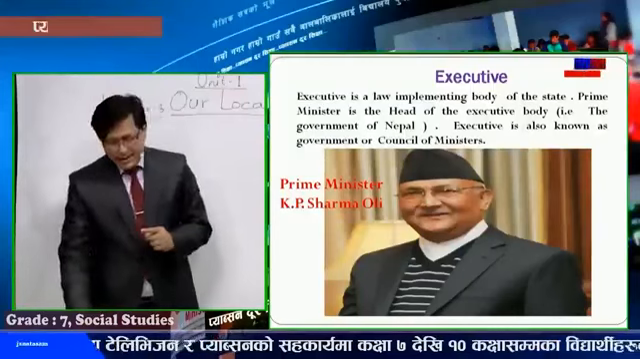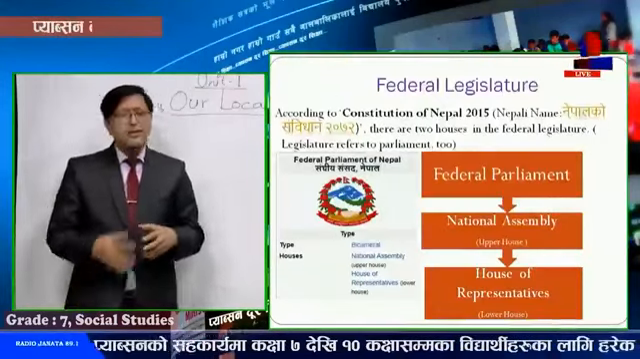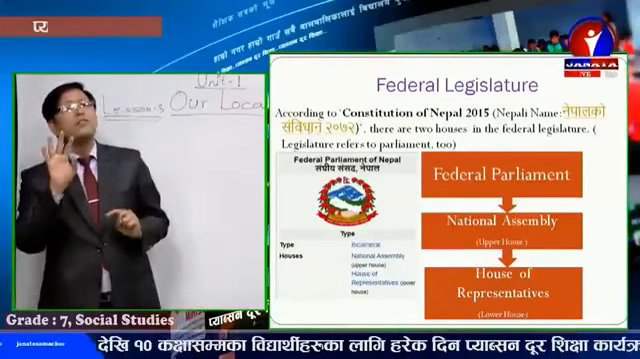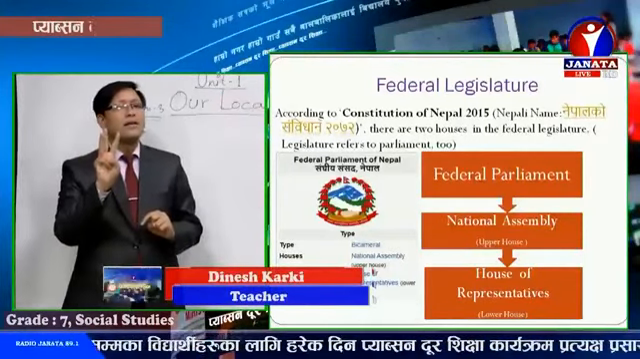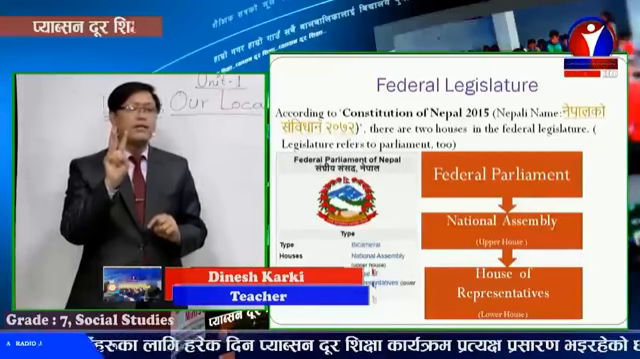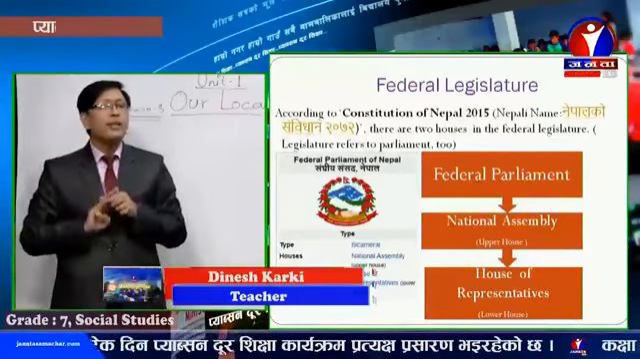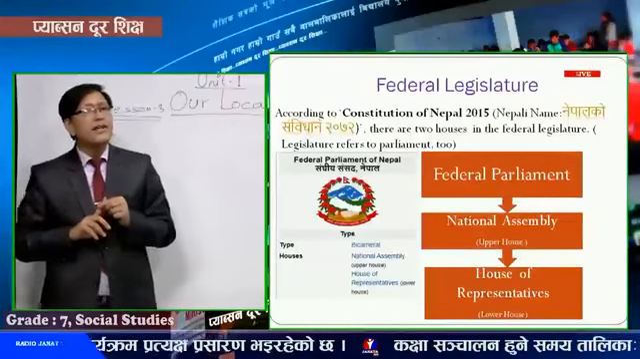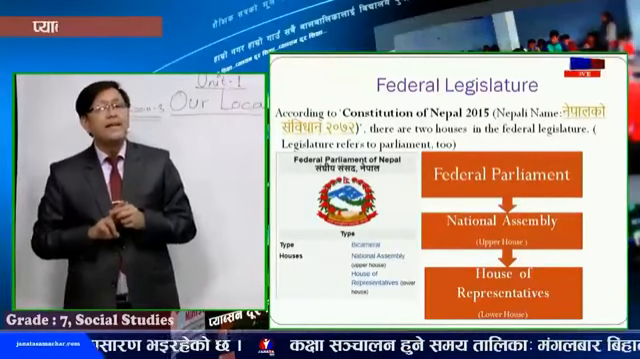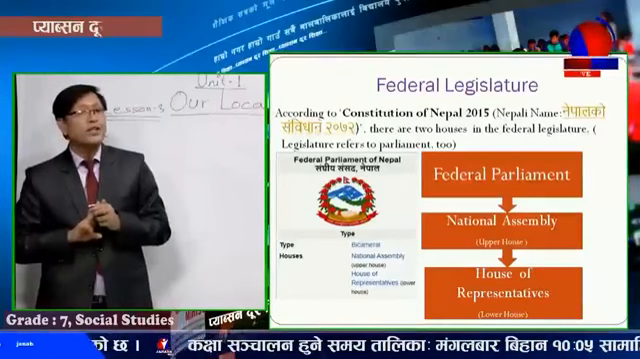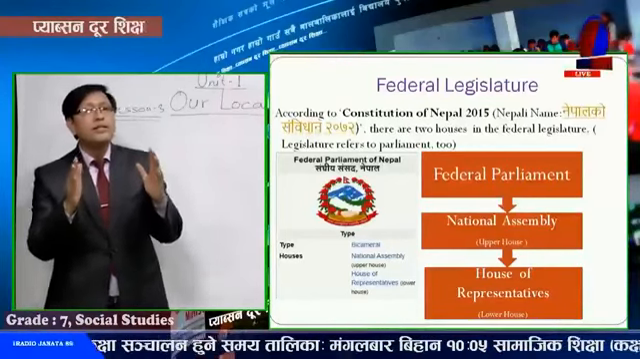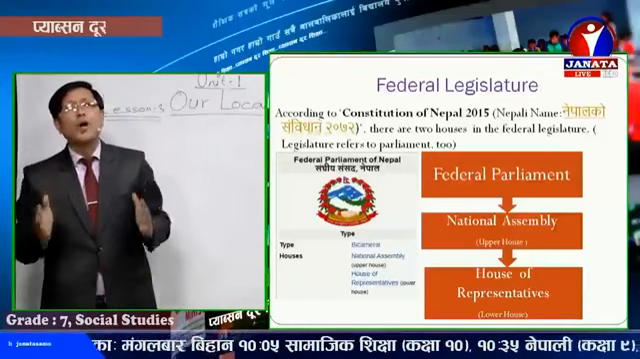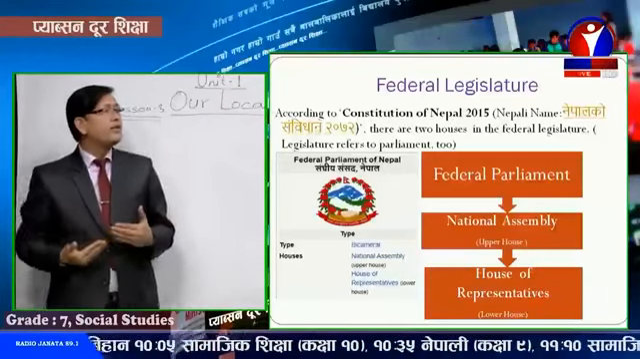Now, let's go one step ahead, boys and girls. Now let's talk about the federal legislature. We already discussed there are three major organs in the federal state of Nepal. What are they? They are the legislature, the federal legislature, second the judiciary, and third the executive. Got it? Now let's discuss these organs one by one. First, let's discuss the federal legislature.